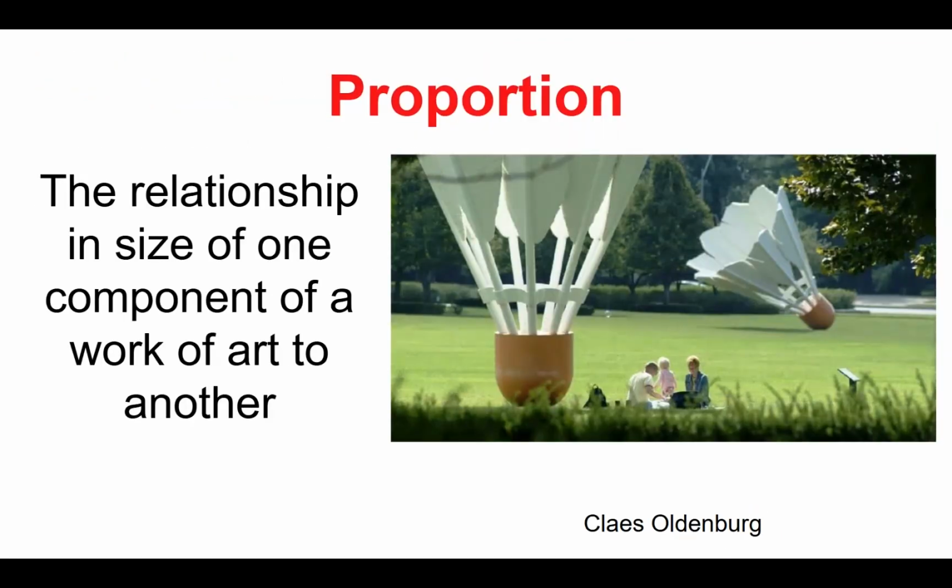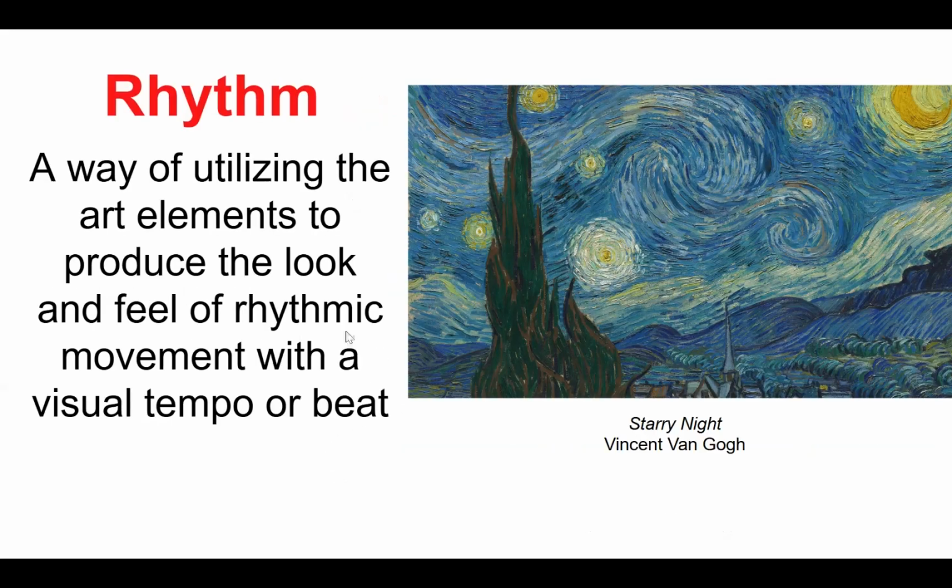Proportion, the relationship in size of one component of a work of art to another. So Claes Oldenburg is known for creating these massive sculptures of everyday objects, enabling us to question what is art and to see art in a new way. How these ordinary objects, now enlarged to huge proportions, are artworks.